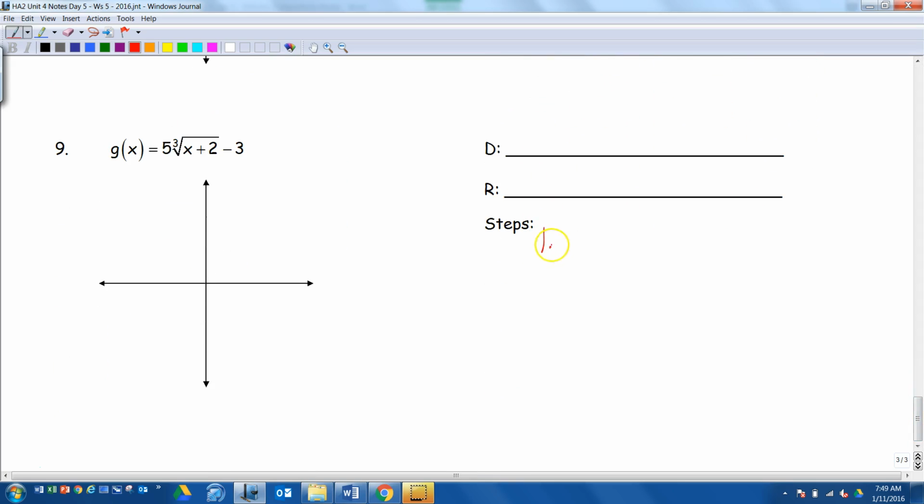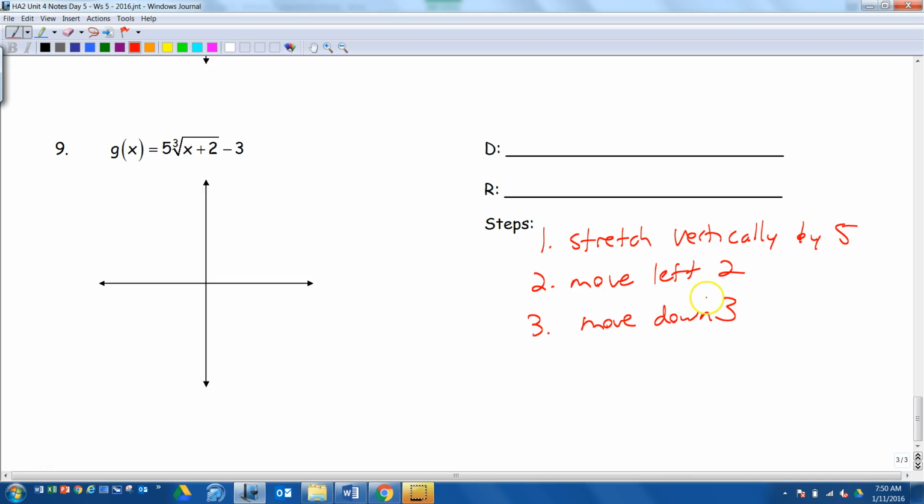All right, last one. 1, I noticed that there's a stretch, a vertical stretch. 2, I noticed that there's a move left by 2. And 3, I noticed there's a move down 3. So again, I will sketch the parent. The parent looks like this. Something like that. Okay. I'm moving the point 2 to the left and 3 down. 1, 2, 3. So that's the starting point.